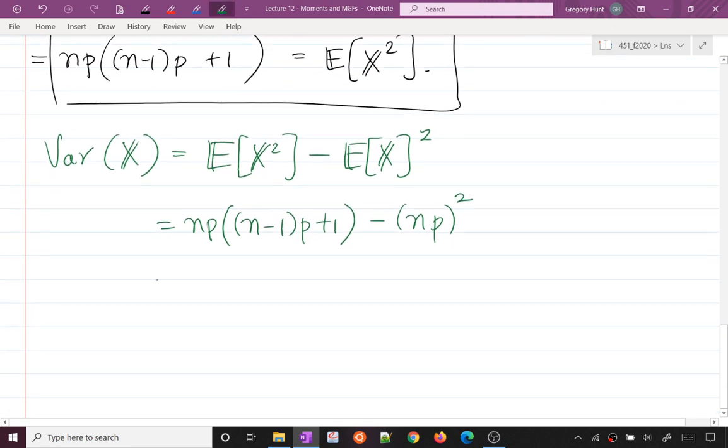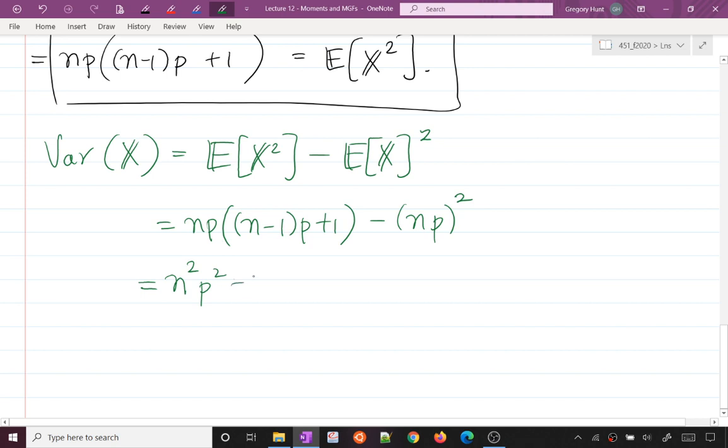And let's just distribute things out. What do we get? We get n squared p squared, so that's n p p. We get a, what else do we get?